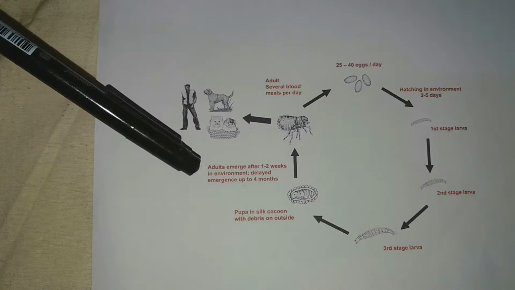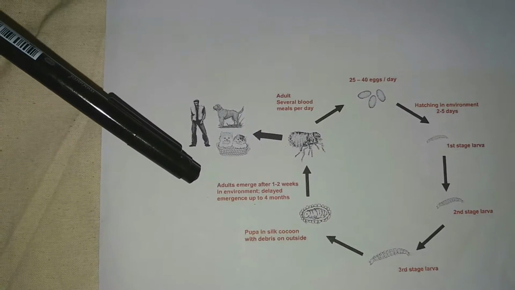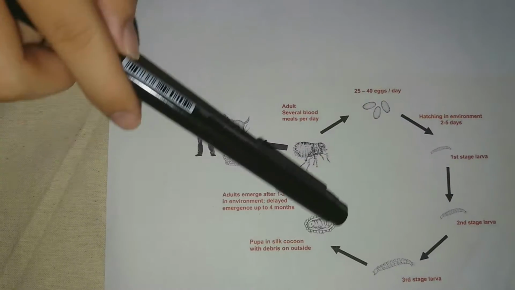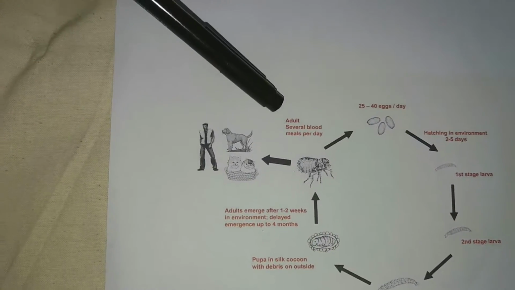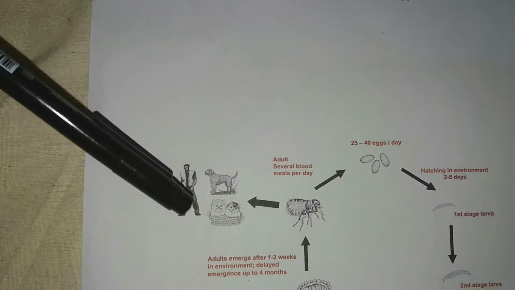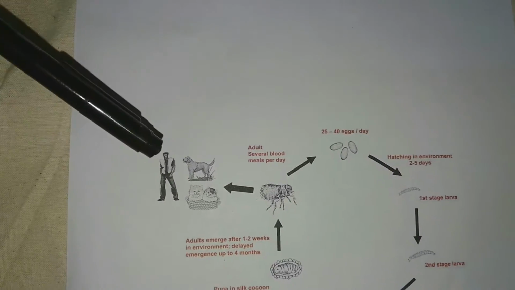Adults emerge after 1 to 2 weeks in the environment. Delayed emergence will only go up to 4 months, and the cycle repeats again, in which the adult takes a blood meal from humans, cats, dogs, and other mammals.